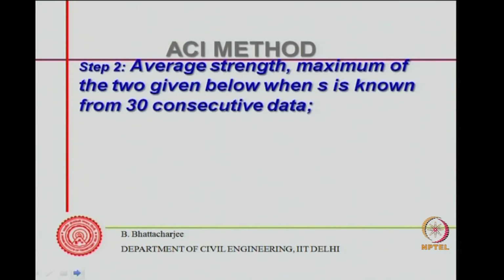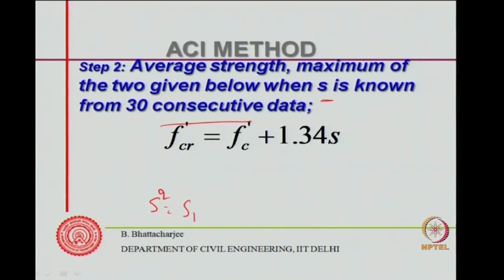So, average strength, if you do not know the standard deviation, but when you know the standard deviation from 30 consecutive data, or you know it from 2 sets of 15 consecutive data, so that you can find it out as under root of S1 square plus S2 square. S square can be written as S1 square plus S2 square, right. So, if 2 sets of 15 data are available, then S is known to you.